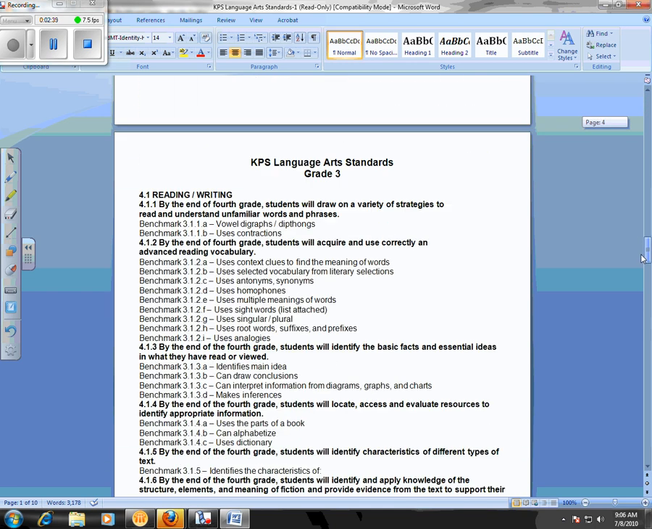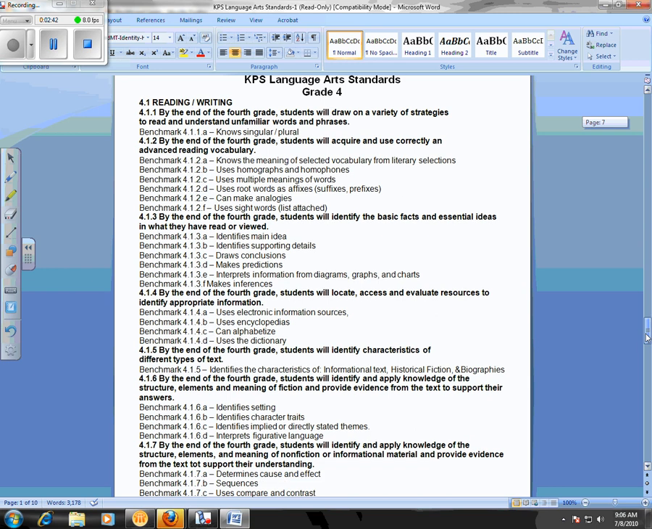As I scroll down on this document, here's one that says at the top, by the end of the fourth grade, students will draw on a variety of strategies to read and understand unfamiliar words and phrases. We could tweak that to say, for example, by the end of the year, because we want at least 1 year's growth, the student will be able to, for example, decode and comprehend a level 3 text. That would be appropriate if the student's reading right now at about second grade level.